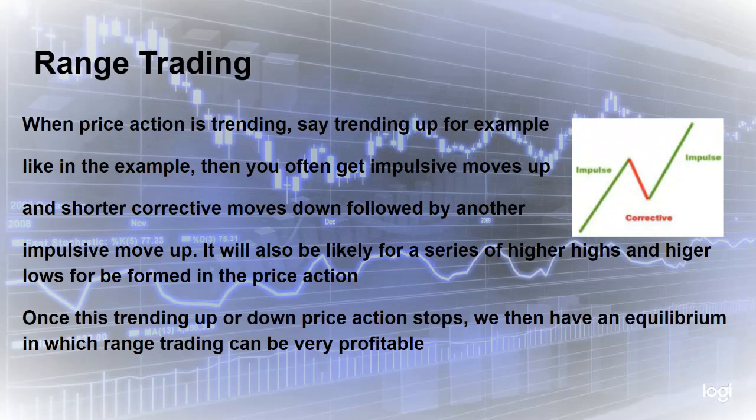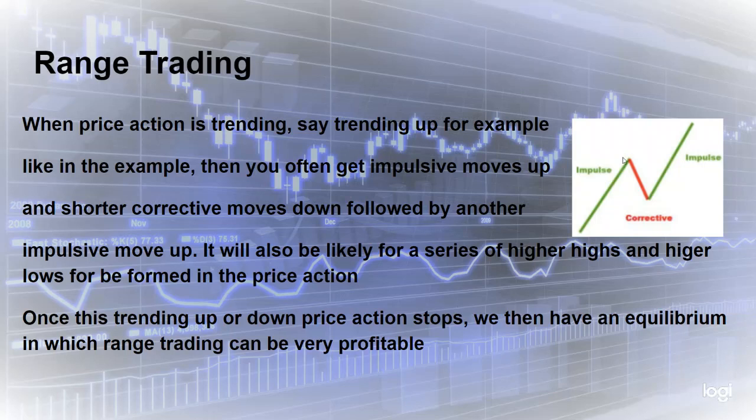So when price action is trending, say trending up for example, then you often get an impulsive move up followed by a shorter corrective move down, then followed by another impulsive move up, like you can see in this example here. We have the impulsive move up. This will likely be on high volume like we did in the volume video, followed by this corrective move down, which would likely be on low volume, and then when volume comes back in, we then continue the trend back up with another impulsive move up.